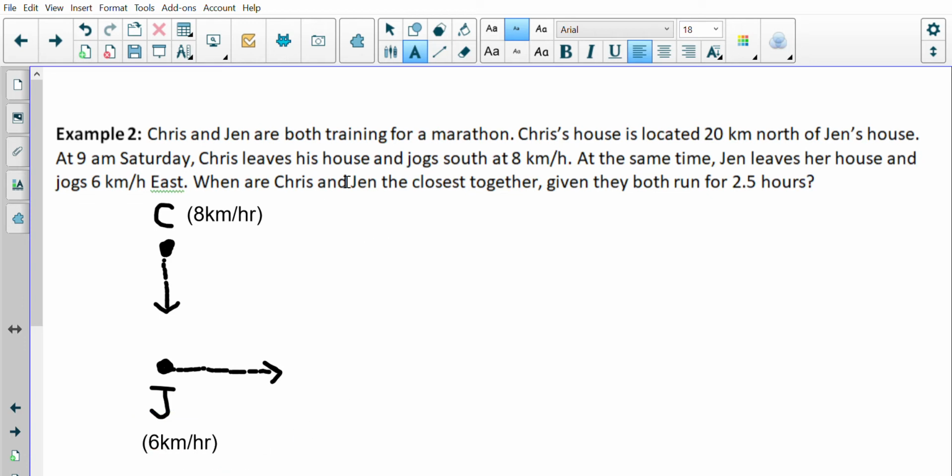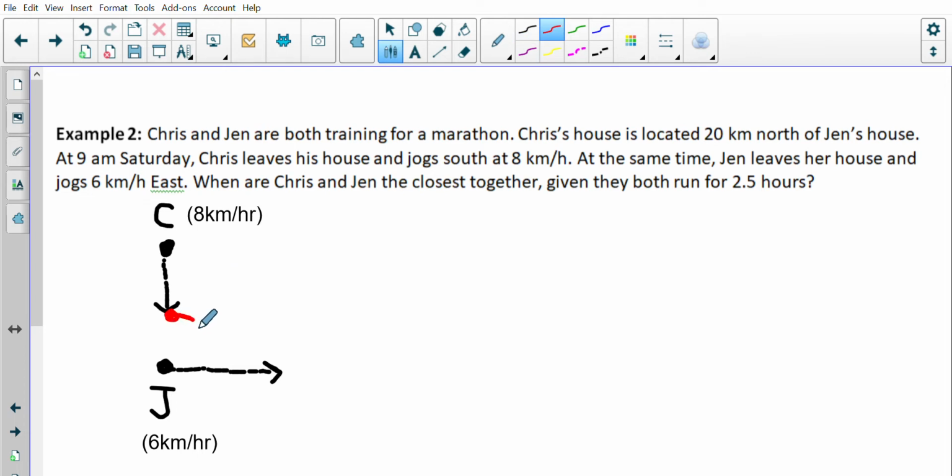Okay. When are Chris and Jen closest together, given they both run for 2.5 hours? So our distance between them is ever changing, and that would be from wherever Chris is to wherever Jen is. All right, so that is our distance. Okay, we'll get to that. What else we got here? I forgot about this. Chris's house is located 20 kilometers north. So let's put that in. So they start off, that's a fixed rate there, 20 kilometers.